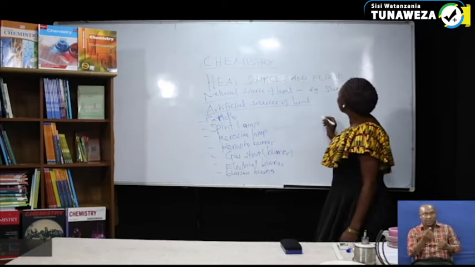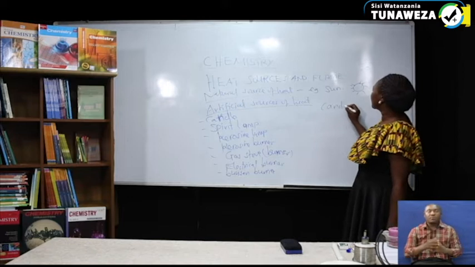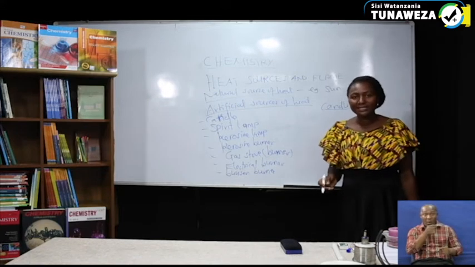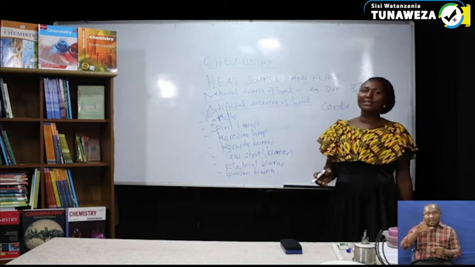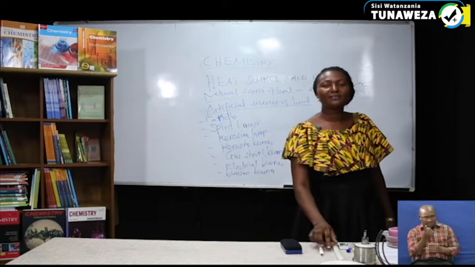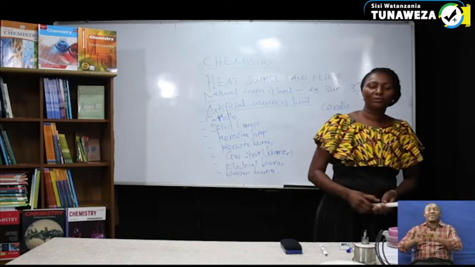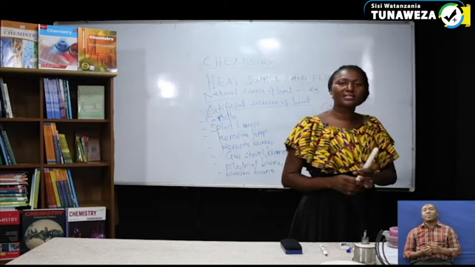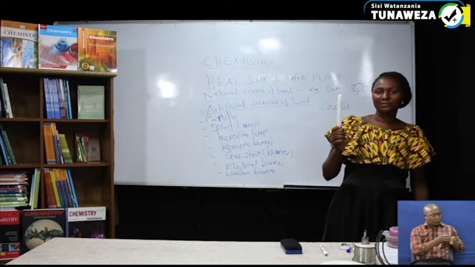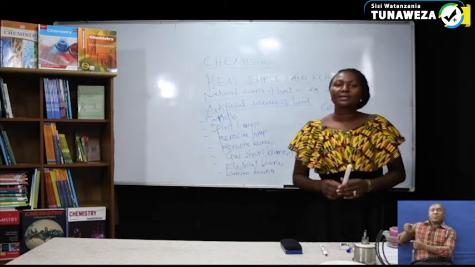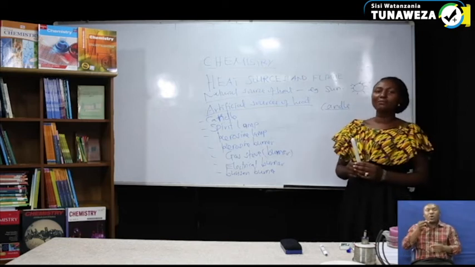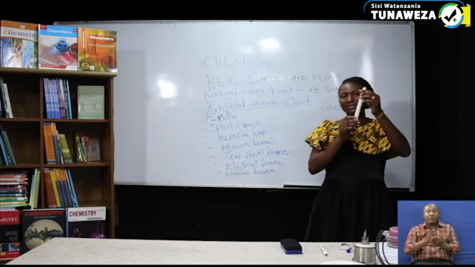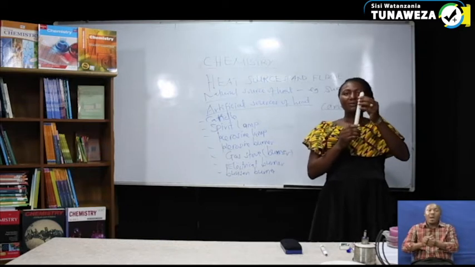Starting with candle. Do you know candle? Have you seen candle? Let me show you. We have different types of candle. We have candle of this type, and also candle of this type. So these are candles. Candle is made of wax material. As you can see, this material is wax.